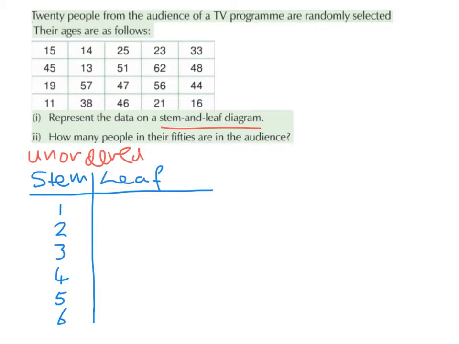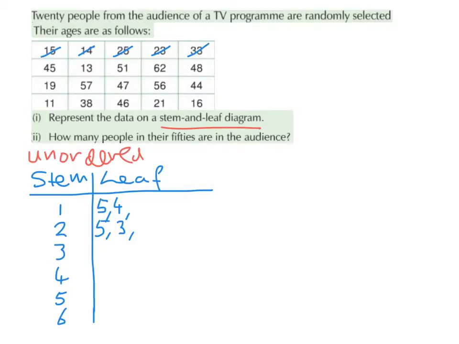And as I use a number, I'm going to cross it off so that I don't forget about it or use it twice. So my first number is 15, so I'm going to write a 5 in beside the 1 and a comma beside it. Then I have 14, so write a 4 beside the 5 and a comma beside it. Then 25, so write a 5 beside the 2 and a comma beside it. Then 23, so write a 3 beside the 5 with a comma beside it.